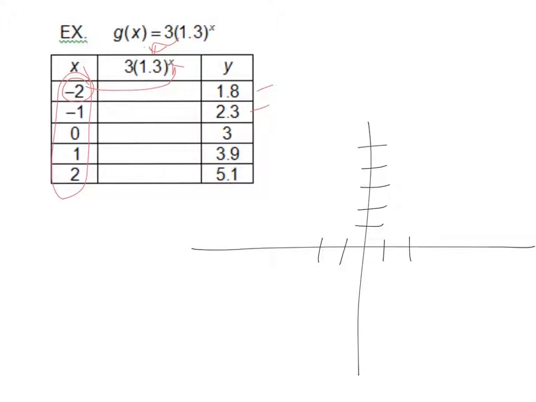The first one is at -2, 1.8. Then -1, 2.3. 0, 3. 1, 3.9. And 2, 5.1. And then connect the dots, and the graph should be curving up. The exponent is positive, so we have exponential growth.